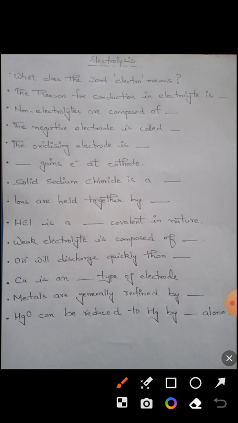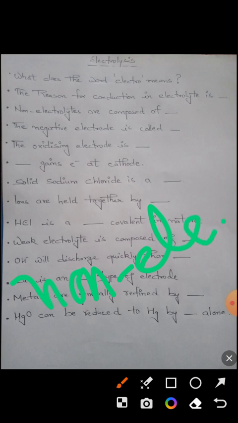They will undergo dissociation only when they are in the molten state or in the aqueous state. So here the answer will be: solid sodium chloride is a non-electrolyte. Remember, it's a non-electrolyte. But if the same thing is in your aqueous state or your molten state, then you have to write that it is an electrolyte. But here the question is solid sodium chloride is a dash, means solid sodium chloride is a non-electrolyte.